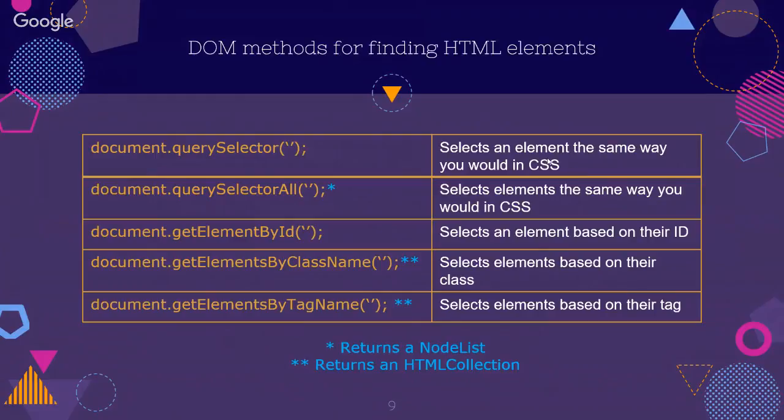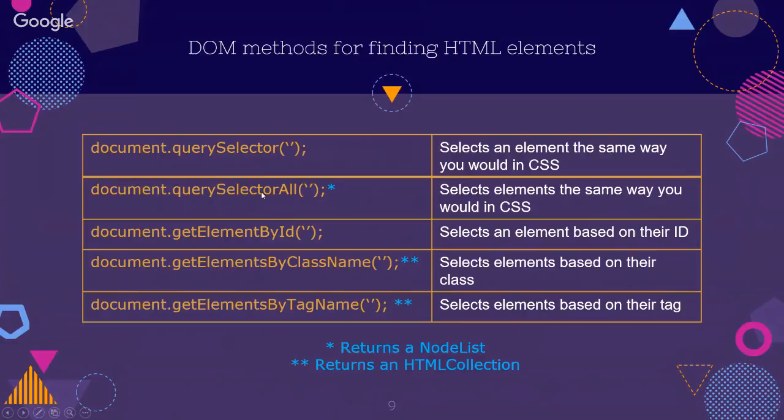Okay, so we can split these 5 methods into 2 groups. The criteria is the way we select the elements. The ones that allow us to select elements the way we do in CSS are the first 2. And the others simply don't allow us to select elements the way we do that in CSS. The ones that do allow us are here, querySelector and querySelectorAll.